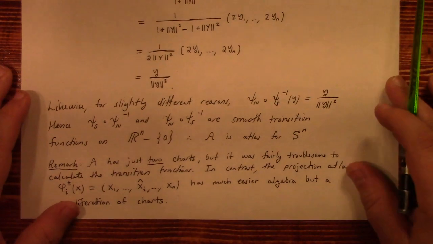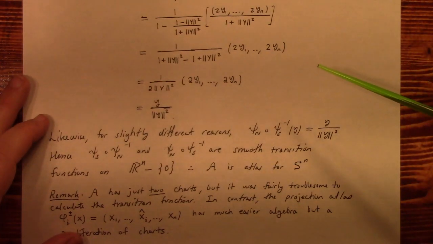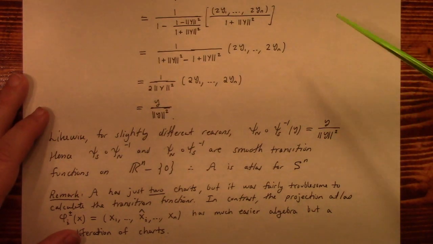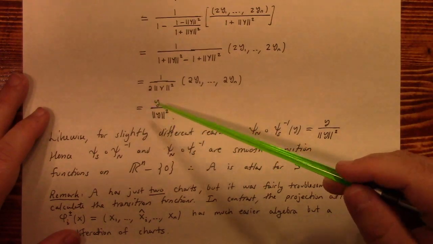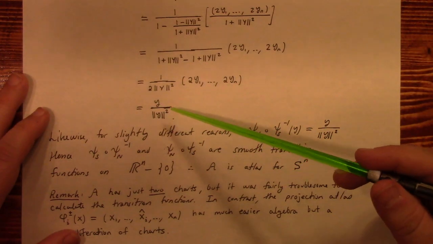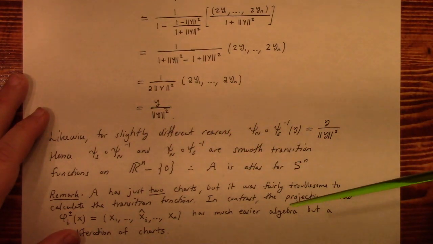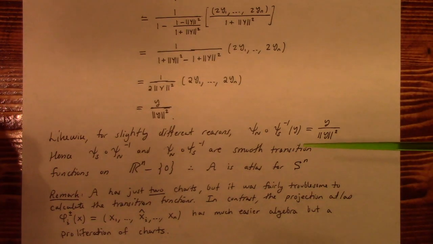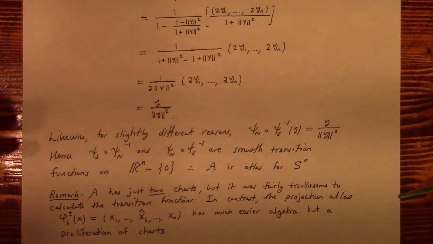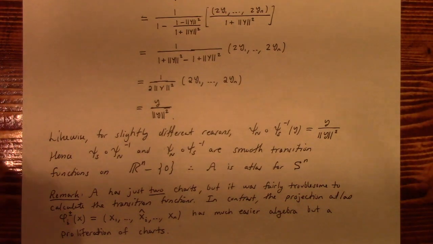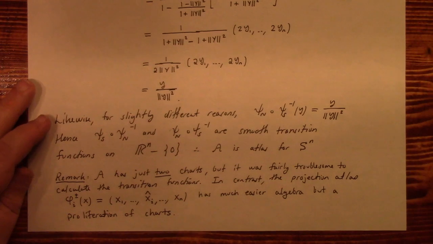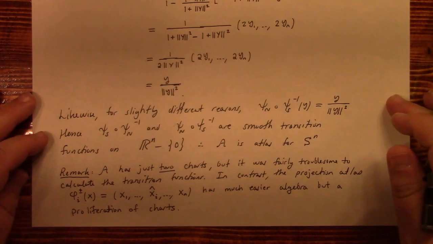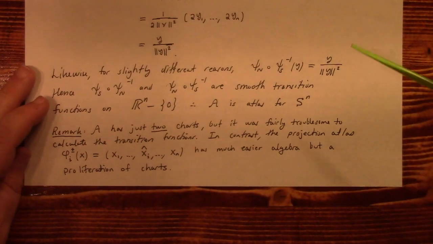And since the context of the transition functions is Rn with 0 removed, we see that we've got a smooth transition function, because the only trouble spot in terms of differentiability is 0, and that's not encountered in the context. Therefore, we have an atlas because we have a pair of compatible charts whose union of domains covers everything. And in this case, the n sphere just has 2 charts. It was a little bit troublesome to calculate the transition functions, I would point out.